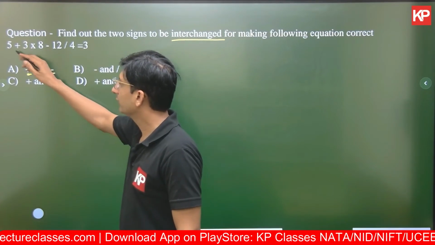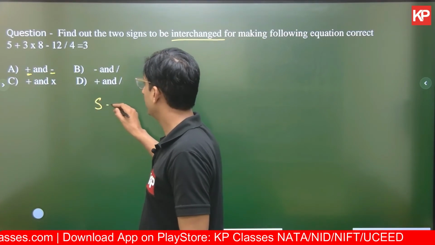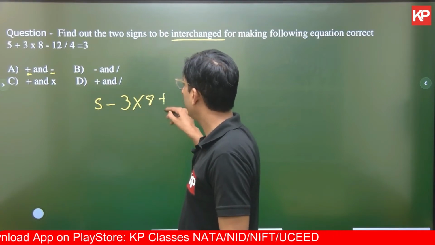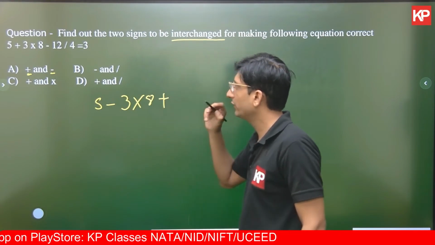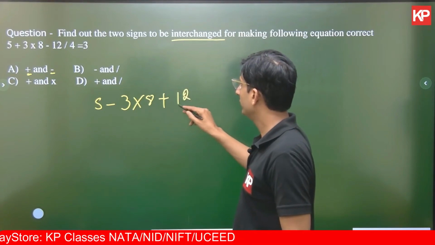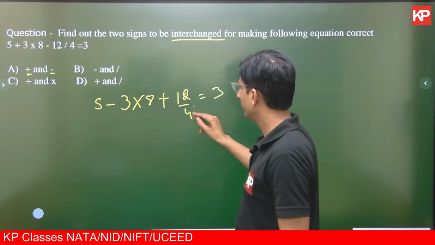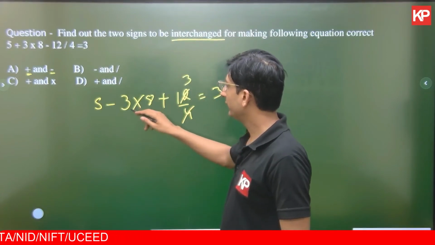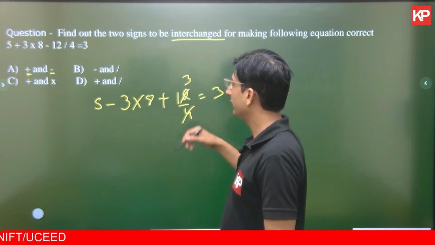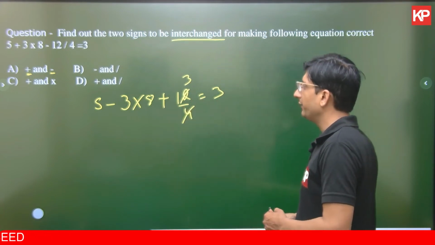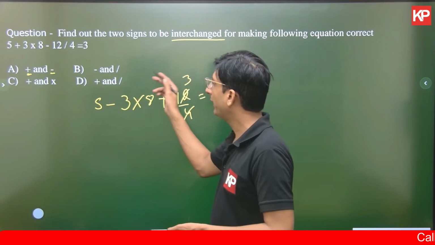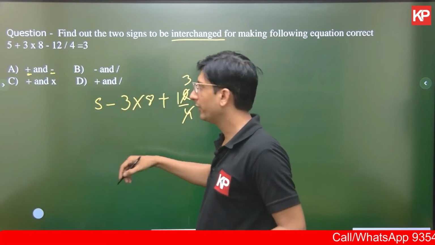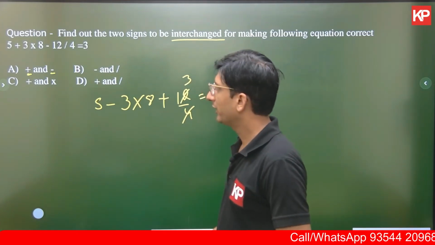So let's start. This is 5 plus 3. At the place of plus we write minus, so 3 minus 5 multiply by 8, and at the place of minus we write plus, so 12 divided by 4 is equal to 3. First we solve the division, that is 3. Now 8 3s are 24. 24 plus 3 is 27, and 27 minus 5 is not balanced. So this is not the right option.